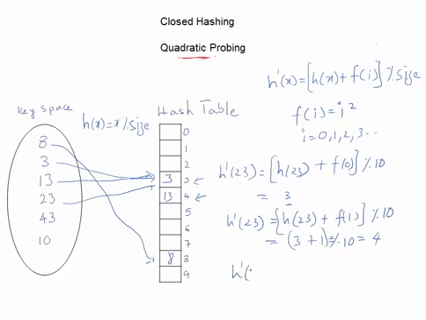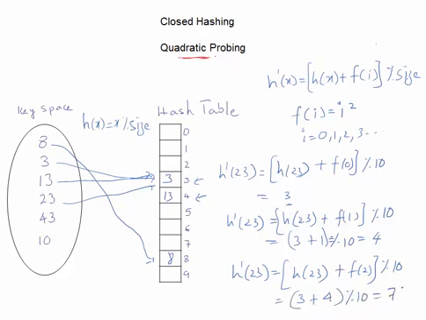Then we find for 23, (h of 23 plus f of 2) mod 10. So this is 3 plus f of 2, which is 4, mod 10 is 7. So for this 23 there is a collision here, so it is stored at index 7.